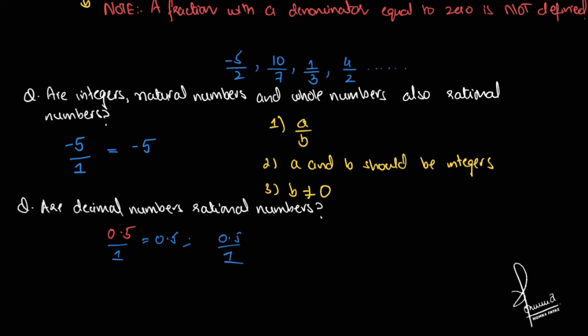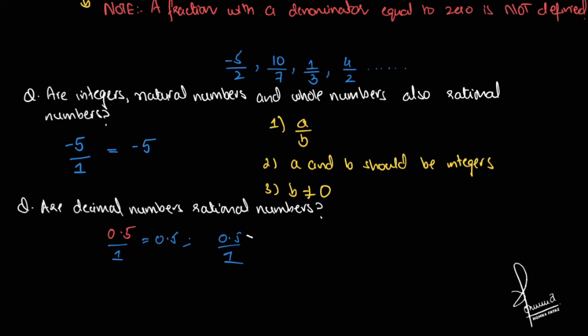दूसरी कंडीशन आपके पास ये है कि A and B should be integers. यहाँ पर B तो आपके पास एक integer है, which is 1. But 0.5 is not an integer. It is not a whole number. It is not a natural number. ये एक decimal है, ये एक integer नहीं है. So does that mean that decimals are not rational numbers?